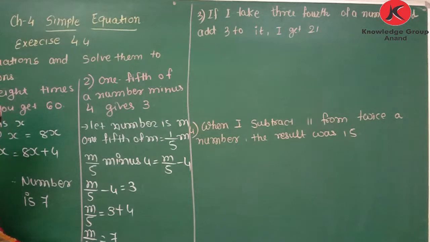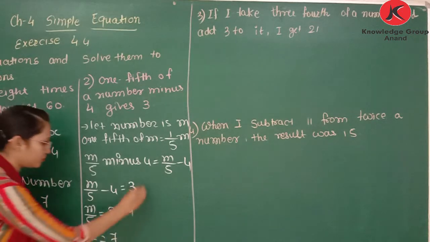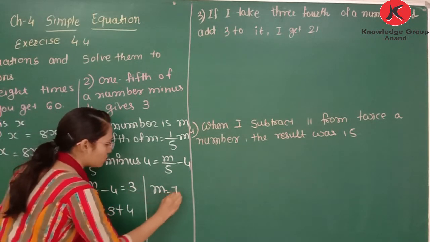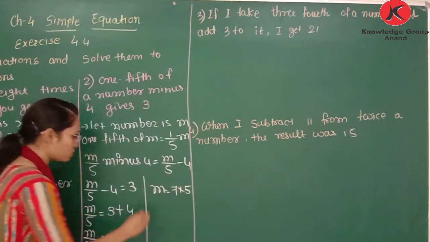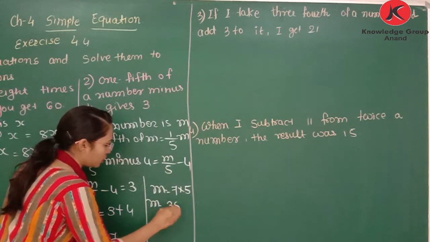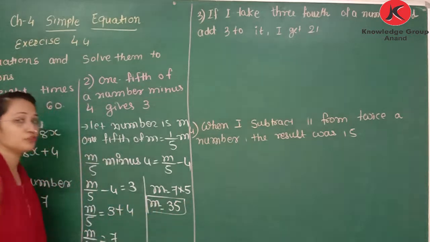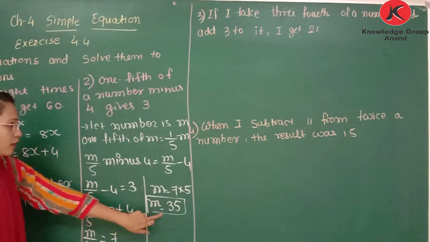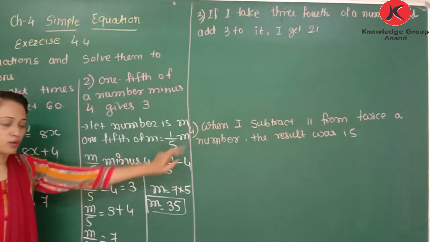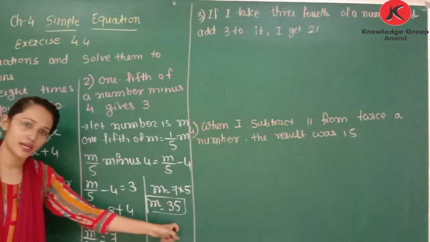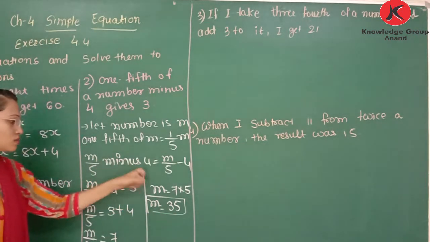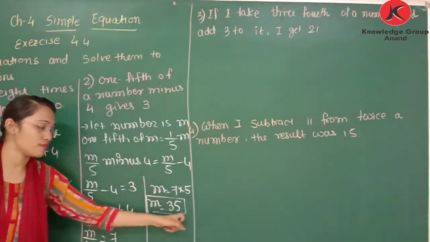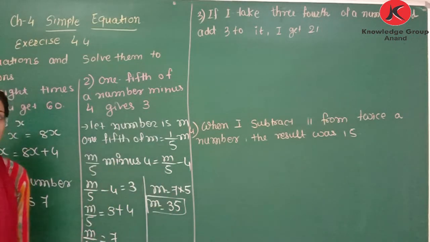Now 5 is in a divide. Need to multiply. m is equal to 7 times 5. So m is equal to 35, which is the number. If you want to check your answer, 35, 1 by 5 of 35. If you divide 35 by 5, you will get 7. Then 7 minus 4, which is 3, means your answer is correct.